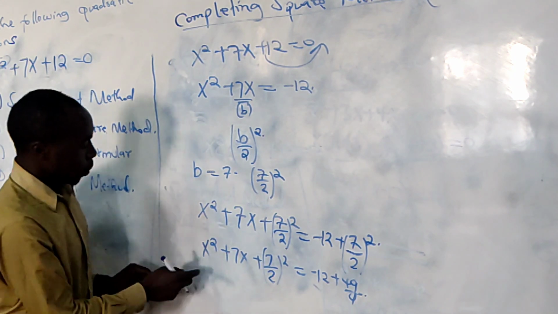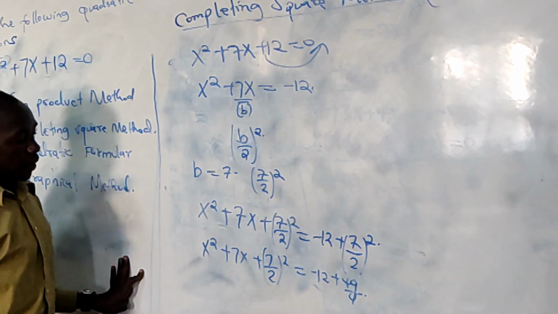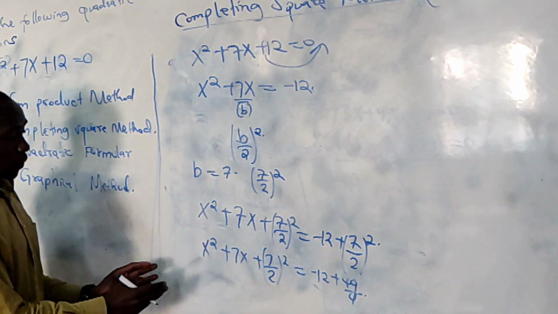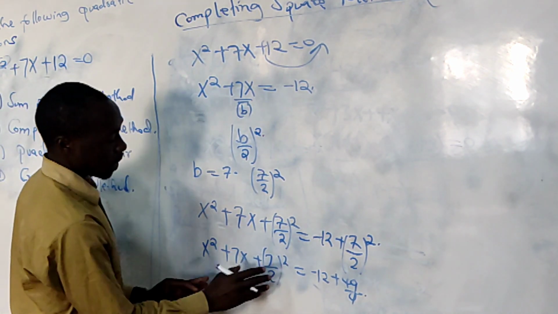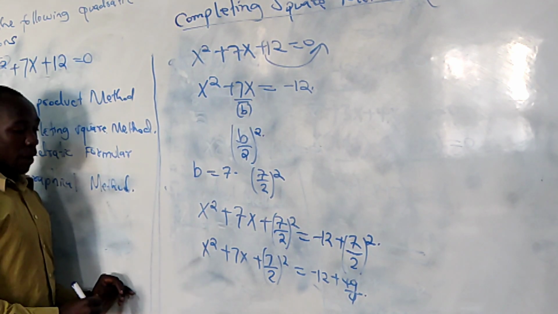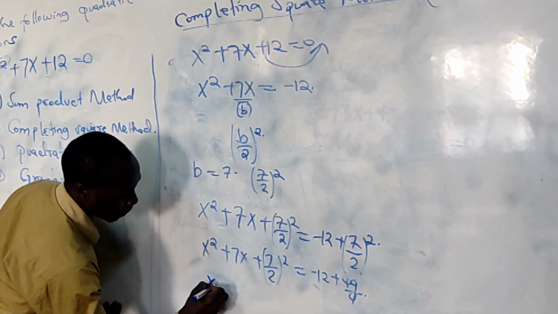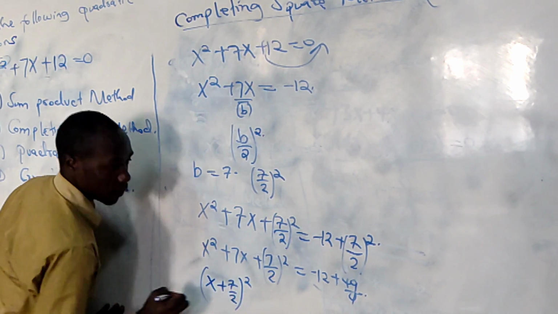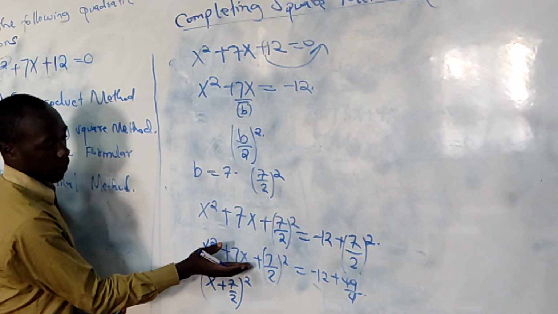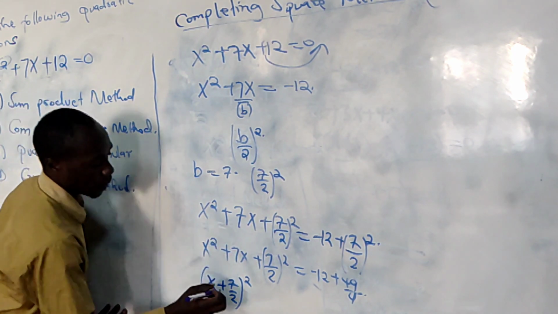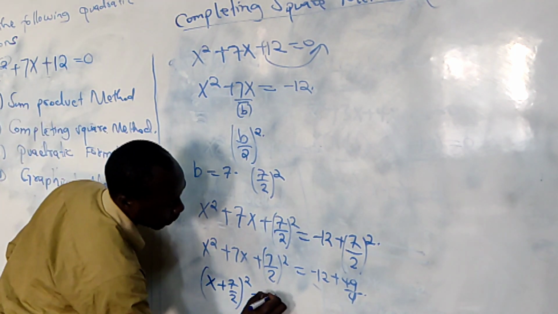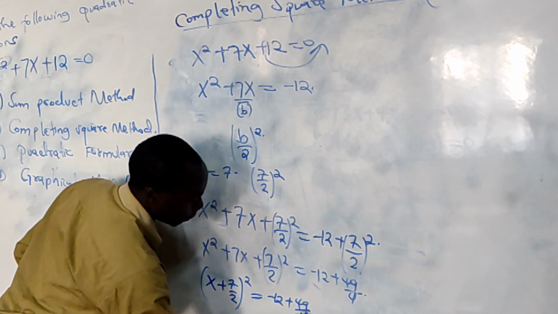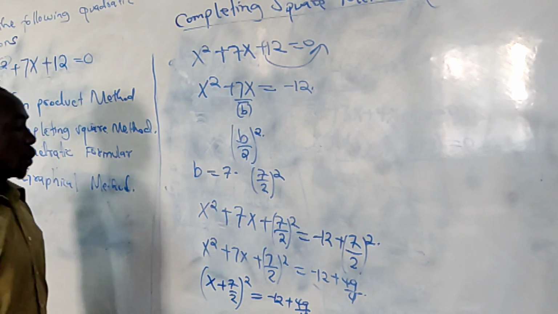Once you reach here, you can see here is squared and here is squared. Therefore you can collect the like terms, not even the like terms, but rather the numbers and letters that are squared, and put them inside a bracket. So you can have (x plus 7 over 2), and all of this is squared. Now you leave the value of 7x, then you say this is equal to -12 plus 49 over 4.